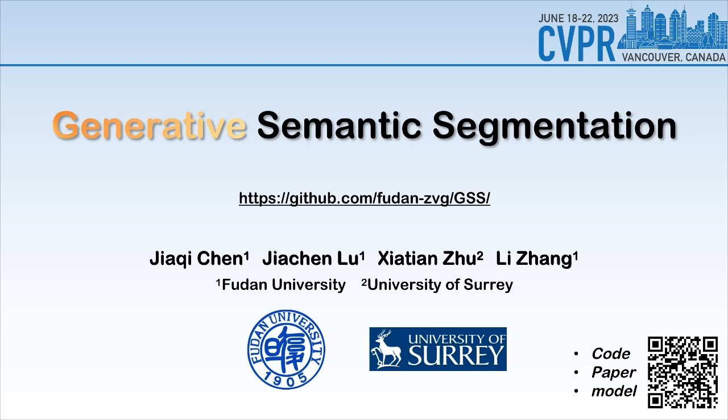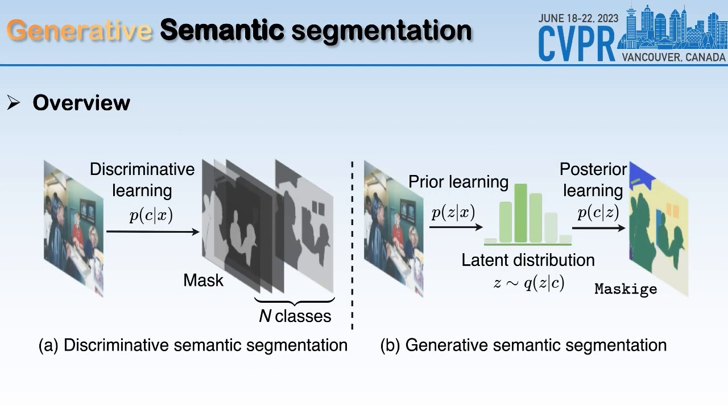Hello everyone, in this work we propose a generative semantic segmentation method. Most existing semantic segmentation methods belong to the discriminative learning paradigm, where methods learn discriminative features between different categories and predict masks for n classes. In contrast, we propose a generative semantic segmentation approach that views semantic segmentation as an image generation problem and incorporates a latent space to construct a fully generative framework.